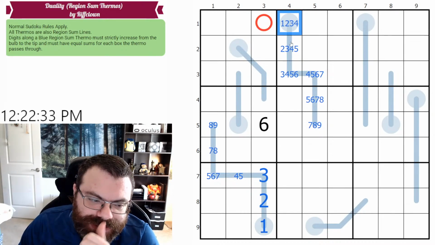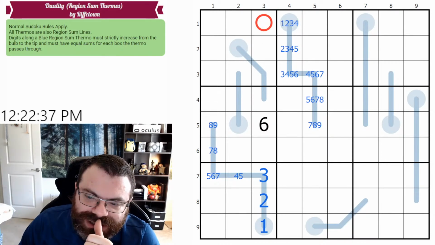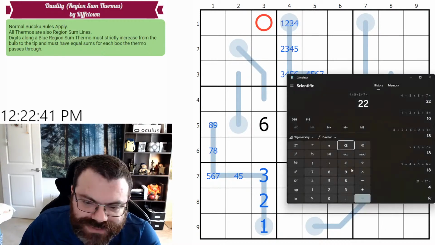The red circle is the bet cell. I added that myself. It's not part of the puzzle. You just bet what you think it's going to be, for bragging rights. It's just a little fun thing.